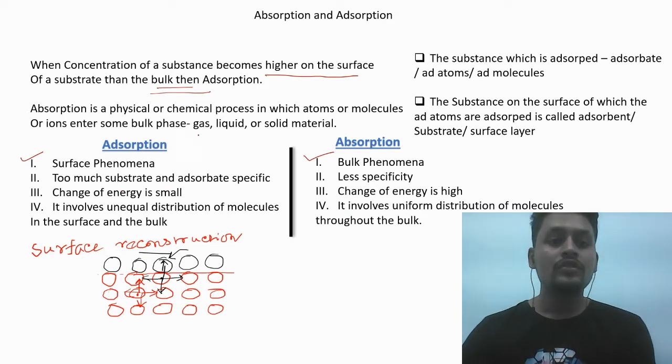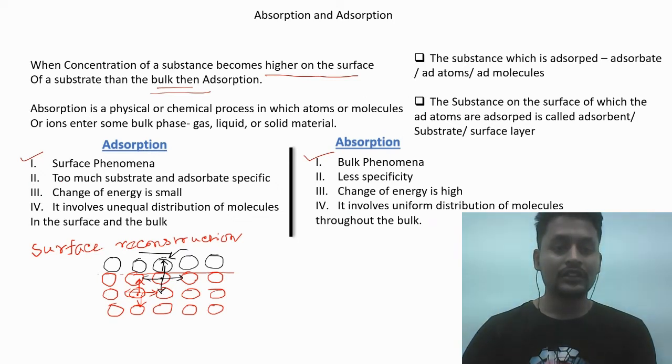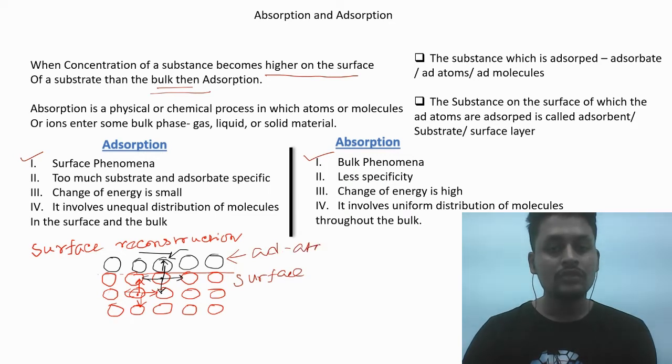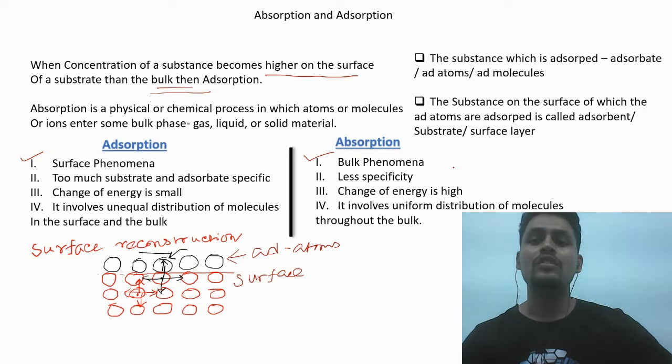Now, going to the next point, we need to know: if I say this is a surface, and this is the foreign atom, we can call this adatoms, or we can call it adsorbate. That means the substance which is adsorbed on the surface is called adsorbate, or adatoms, or molecule.